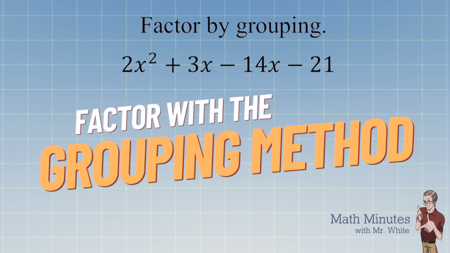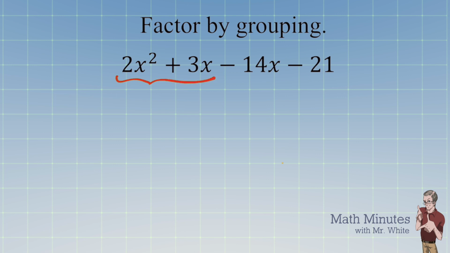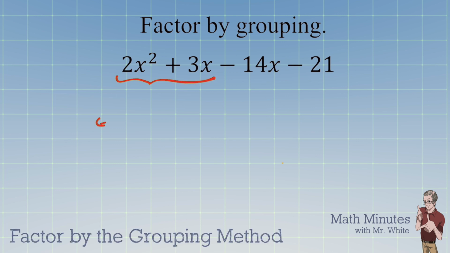To factor by grouping, you're usually given four terms, and what you do is you group the first two together, and you pull out the GCF on those two. Now, I'm looking at that, and I see they're both divisible by x, so I will divide that out. That leaves behind 2x plus 3.